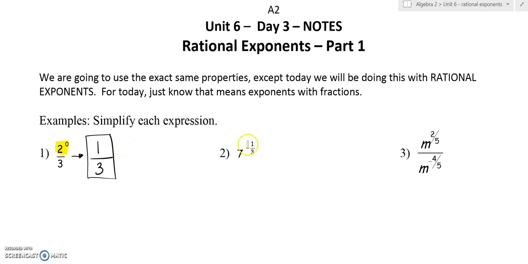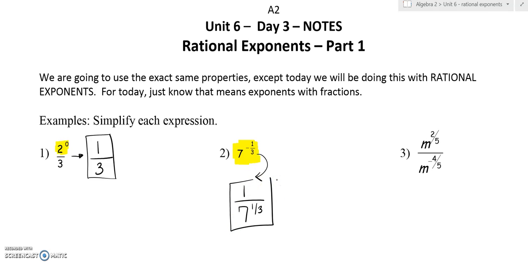Problem 2. I have this negative exponent. Yeah, the exponent is a fraction. That's okay. You treat it the same. So I move that whole thing to the bottom of my fraction. So it becomes 1 over 7 to the 1/3. And make sure that little 1/3 is really small. It is definitely an exponent. It's up there on the top.